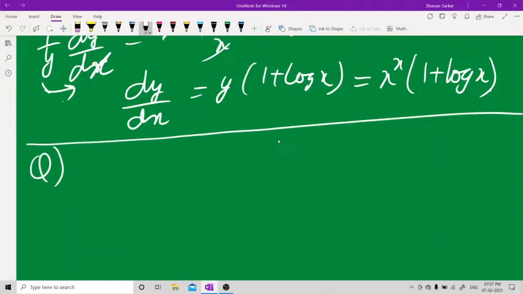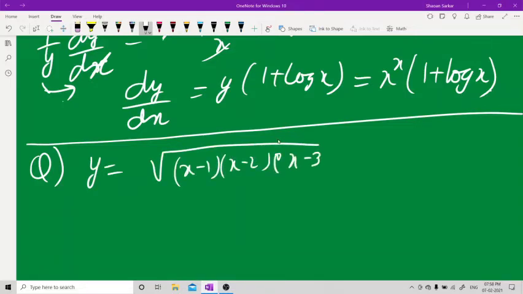Let us take this type of question now. Y equal to under root of x minus 1, x minus 2, x minus 3. Suppose like this. In this way, take a log. It is easier to take logs. Take log both sides. Find dy by dx. When it is this type also, you will take log.